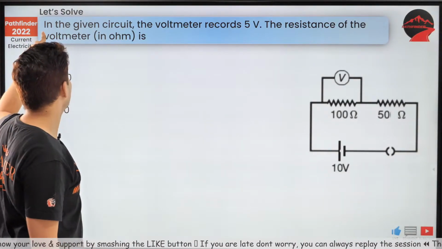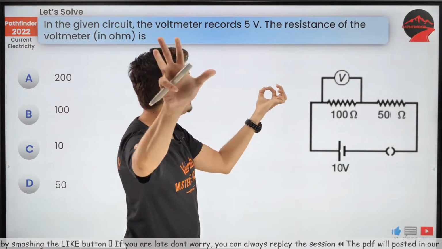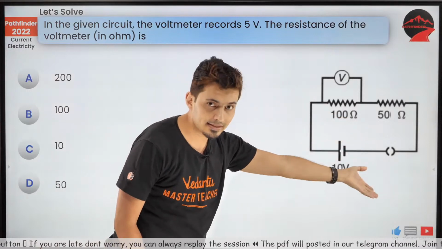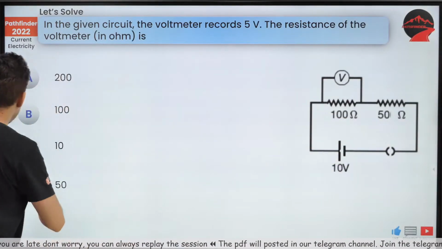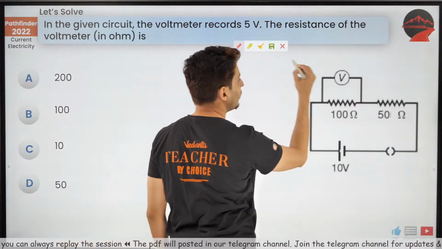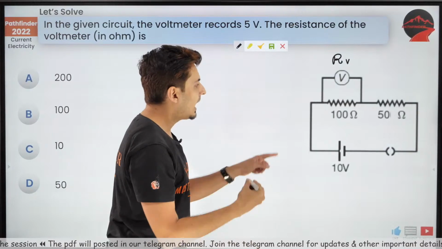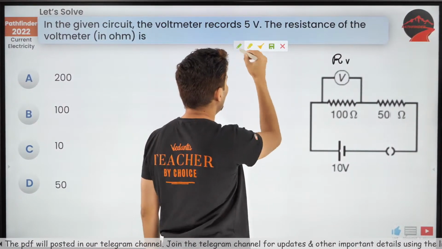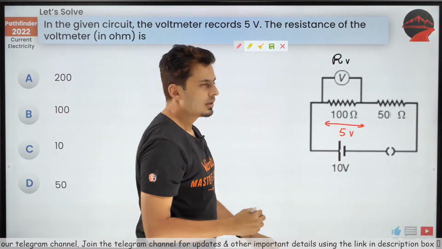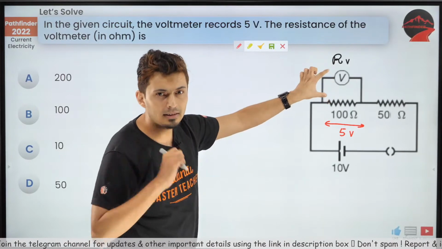Just follow my lead. In the given circuit, the voltmeter records 5 volts. The resistance of the voltmeter in ohms is? Achha. Now, what does this actually mean? See guys, this voltmeter also has some resistance. Let's say I call this RV. And it measures a voltage of how much? It measures a voltage of 5 volts. Now, don't you see the voltmeter and this resistance are actually in parallel?